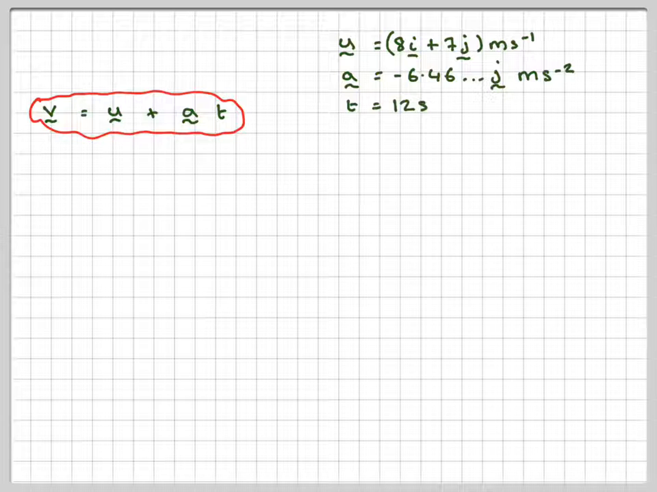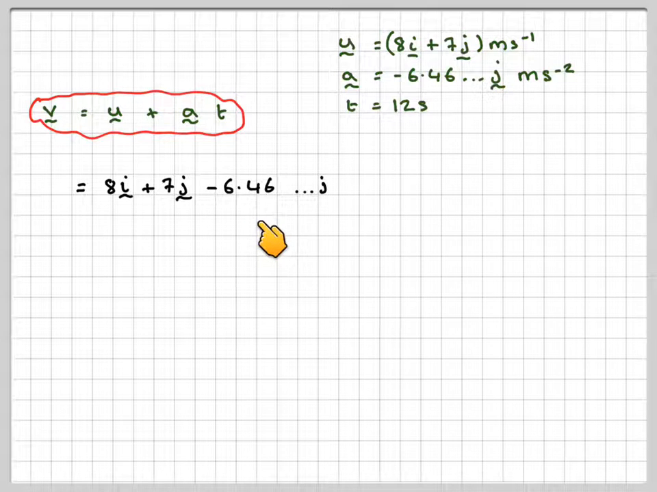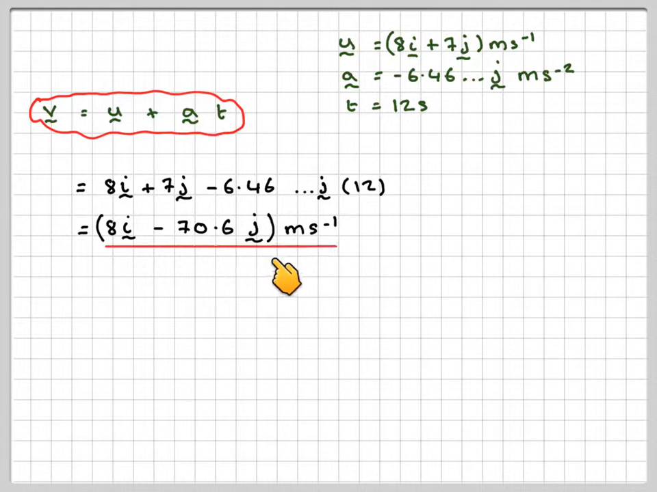So substitute that in. We get 8i plus 7j minus 6.46j times 12. So that's going to give 8i, and then 7 minus 6.46 times 12j will give me minus 70.6j meters per second.